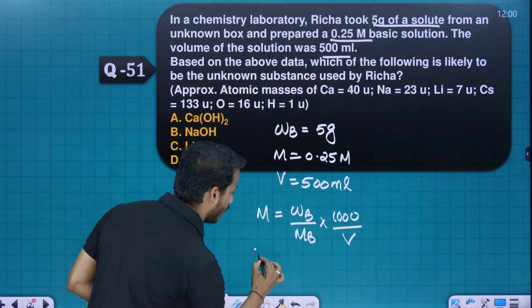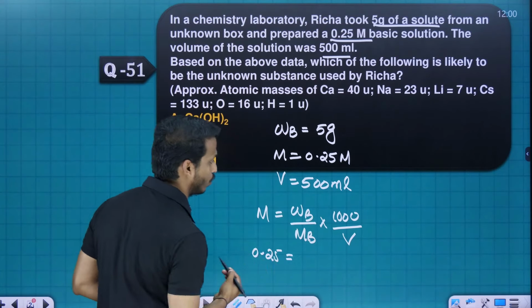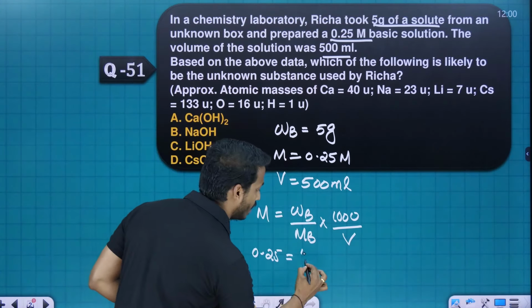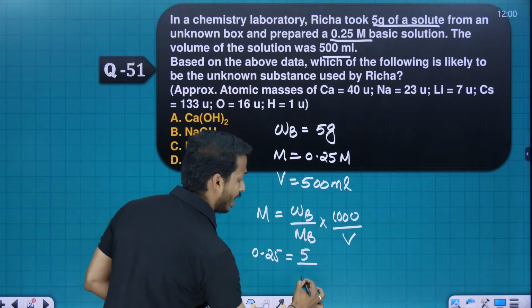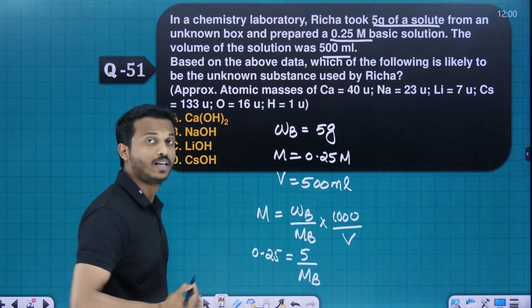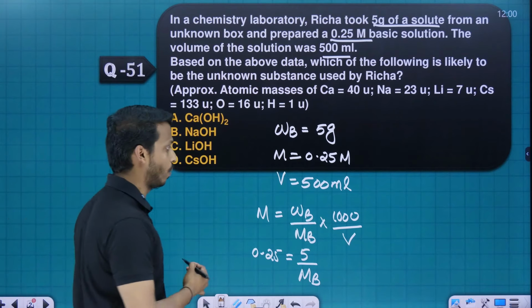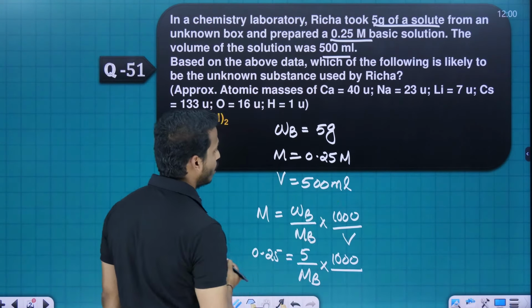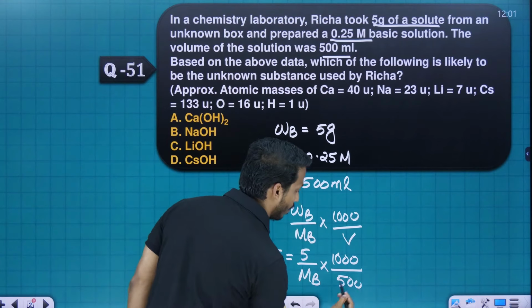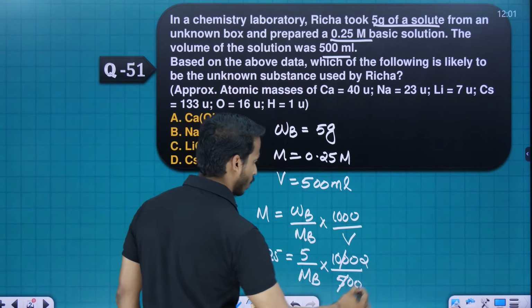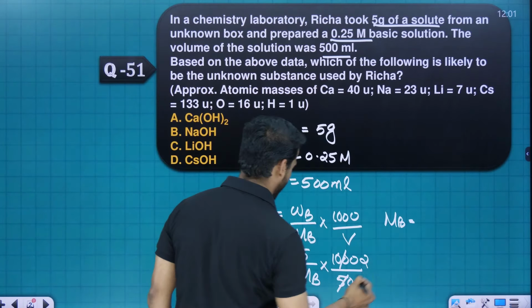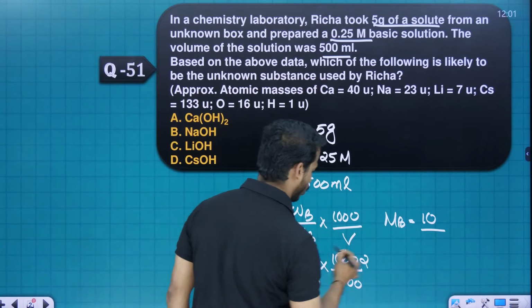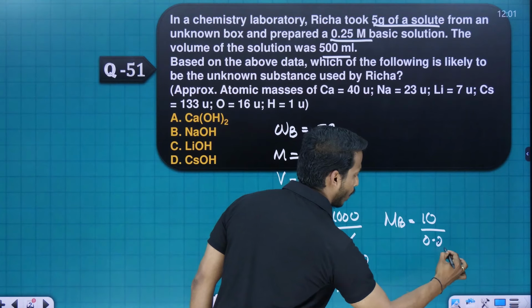So molarity is already given, 0.25 equal to WB. WB is given, weight of solute 5. MB we need to calculate, the molar mass we need to calculate, into 1000 divided by what is the volume of the solution, that is equal to 500 ml. That is equal to 2. So MB is equal to what? MB is equal to 5 into 2, 10 divided by 0.25.